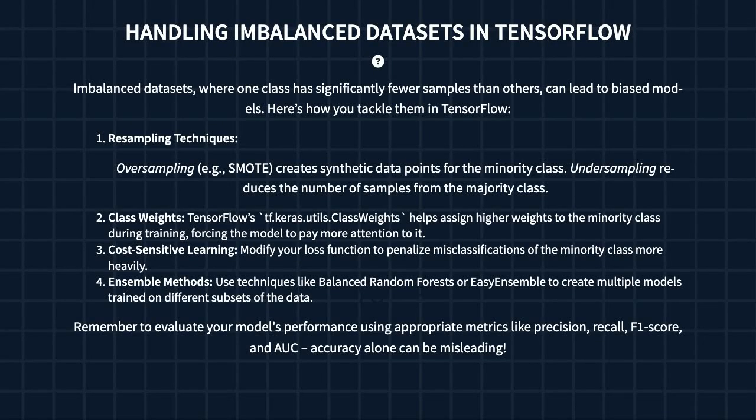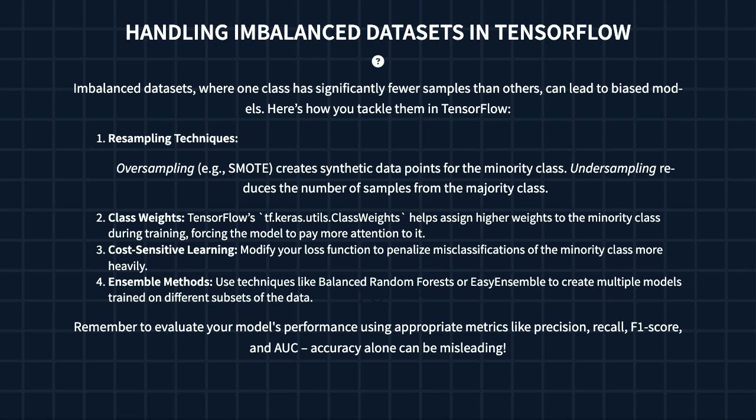Okay, let's talk about dealing with situations where one type of data is much rarer than others. It's super common in real-world datasets. Think fraud detection or identifying rare diseases. If you just train a model on this unbalanced data, it can get really biased and perform poorly when faced with a less frequent class. The good news is TensorFlow offers some clever ways to address this.